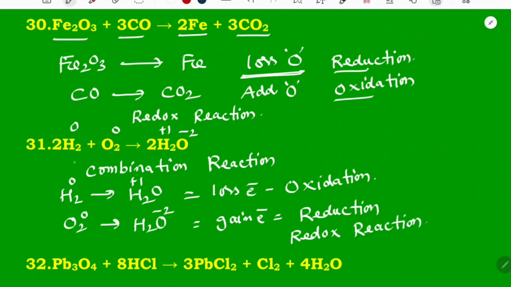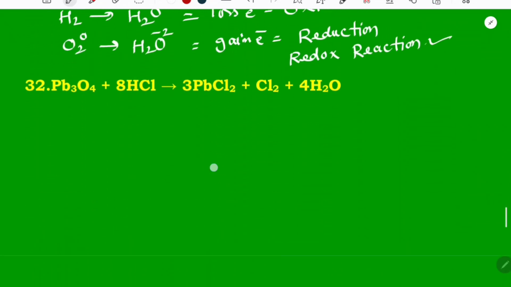So here, one is a combination reaction and another is a redox reaction, two reactions. This is the example for two reactions. One is a combination reaction, another one is a redox reaction.